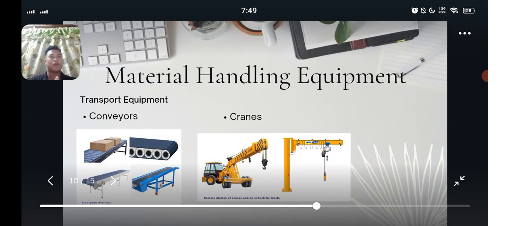Material handling equipment: transport equipment, conveyors, cranes. This is an example of conveyors and cranes. First is material handling equipment. Transport equipment, positioning equipment, equipment for forming unit loads, storage equipment, and identification and control equipment are the categories into which material handling equipment is divided.